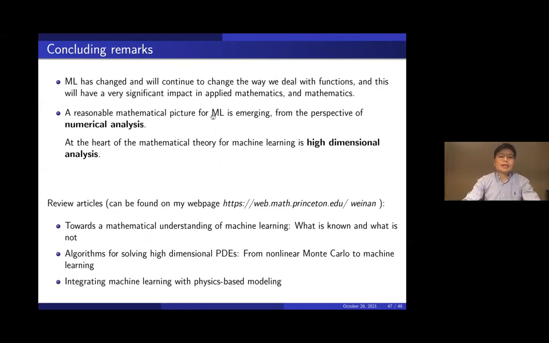So what I want to conclude is that it really changed the way we deal with functions. And functions are very fundamental objects, so it's no surprise that they're going to change a lot of things. And I think the right mathematical picture is numerical analysis, but it's not the usual numerical analysis. It's high dimensional numerical analysis, like approximation theory, solving PDEs, approximating dynamical systems, approximating probability distributions. It's all numerical analysis, except it's in very high dimension. So I think that's the right perspective. Okay, I want to end the talk here. Thank you very much for your attention.